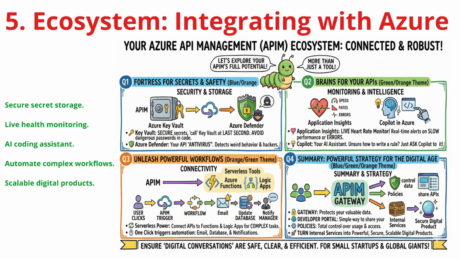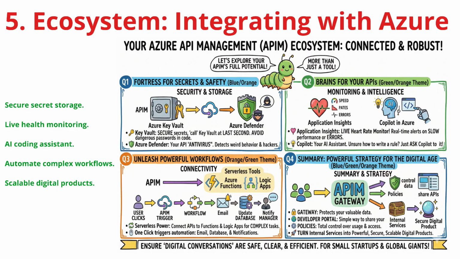Moving to monitoring and intelligence, Application Insights acts as a live heart rate monitor for your APIs, alerting you the moment things slow down. If you're stuck on a complex security rule, Copilot in Azure is your AI assistant, ready to help you write the code. For connectivity, APIM unleashes powerful workflows. By linking to serverless tools like Azure Functions or Logic Apps, a single user click can trigger a chain reaction, sending emails, updating databases, and notifying managers automatically.